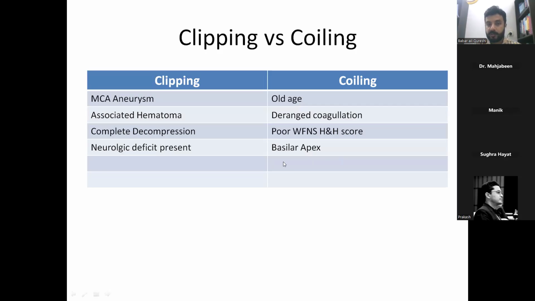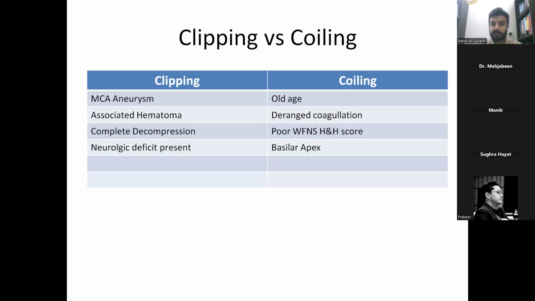Coming to a very important discussion about clipping versus coiling. There are certain conditions such as the MCA aneurysm. You will prefer clipping versus coiling because it has branches near the aneurysm, so it becomes very difficult to coil MCA aneurysms. Similarly, if there is an associated hematoma, by doing the surgery, you can evacuate the hematoma as well as address the aneurysm. For the decompression as well as to address the neurological deficit, again there is a discussion over it. If a patient has a neurological deficit, it is going to improve more if you go for microsurgery versus coiling.